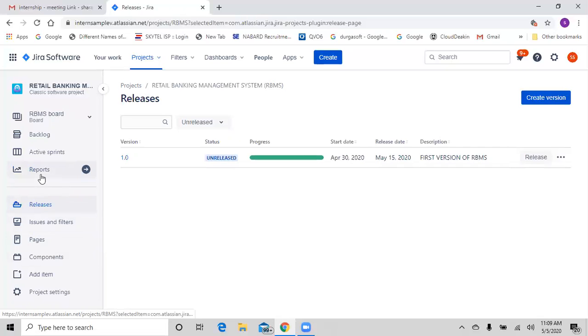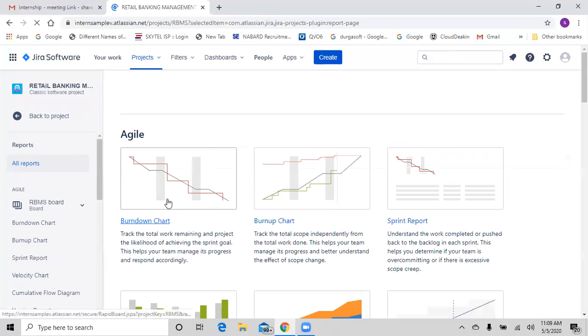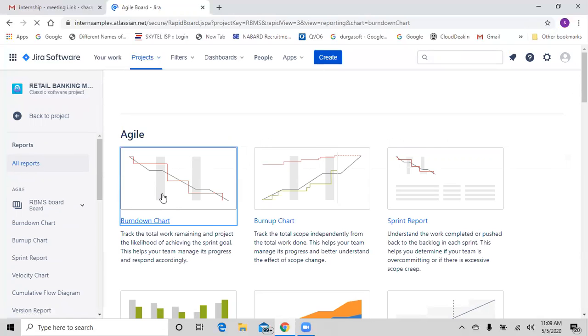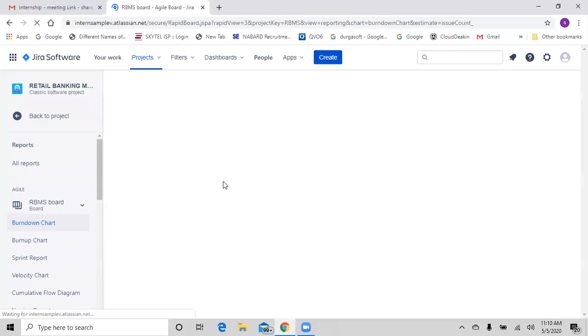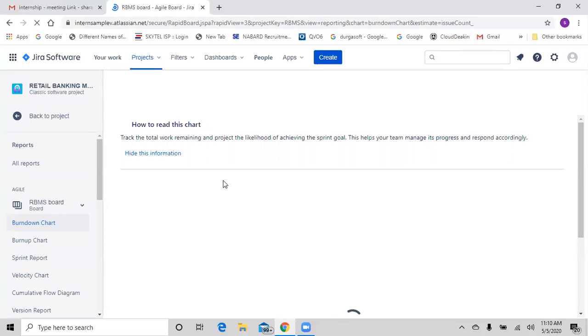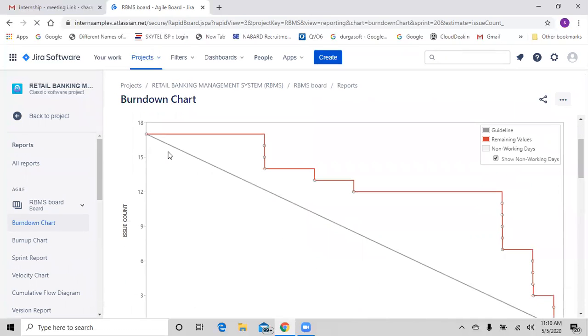Okay. Progress bar is there, no? There you can see everything. Shall I go to reports now? Yes. Burn down charts we will see. I'll press on this. While I press here, I can see each sprint wise burn down.